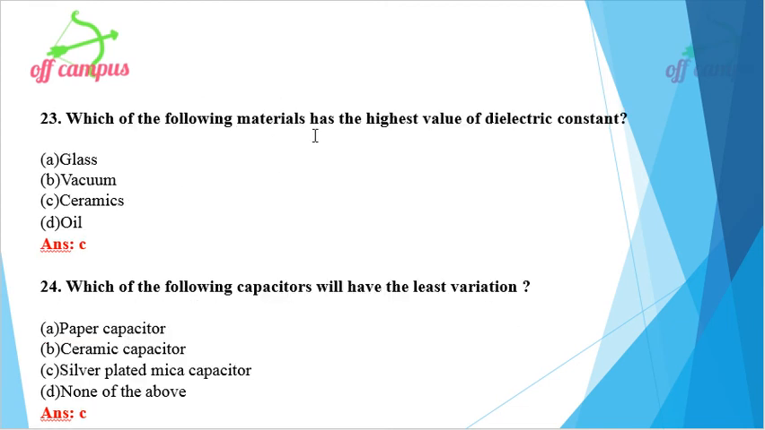Which of the following materials has the highest value of dielectric constant? The highest value of dielectric constant is C, ceramics. Then, which of the following capacitors will have the least variation? Option C, silver plated mica capacitor, has the least variation.